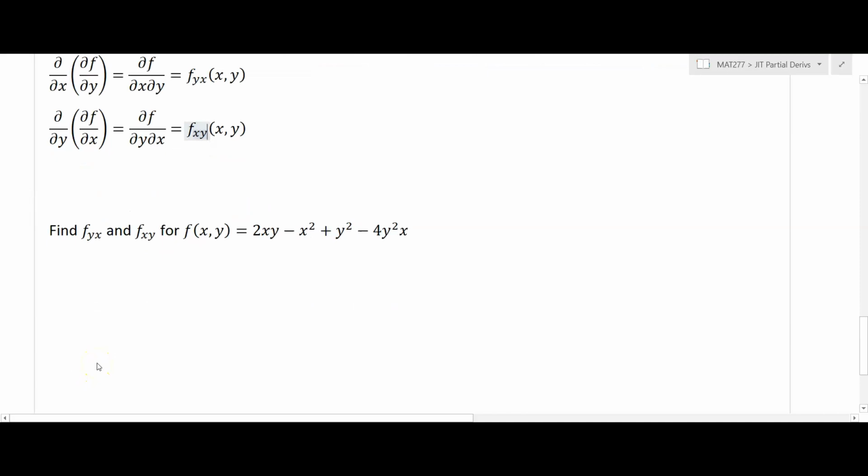To show you how this works, to compute f sub yx, we first need to compute the partial derivative with respect to y of this guy. All right, so let's go ahead and do that first. Let's just say, okay, well, what is f sub y? Well, f sub y is going to be the derivative of this with respect to y. For the first term, 2x is a constant. The derivative of y is 1, so the derivative of that comes out to 2x. The derivative of x squared is 0, because that's constant with respect to y. Derivative of y squared is 2y.